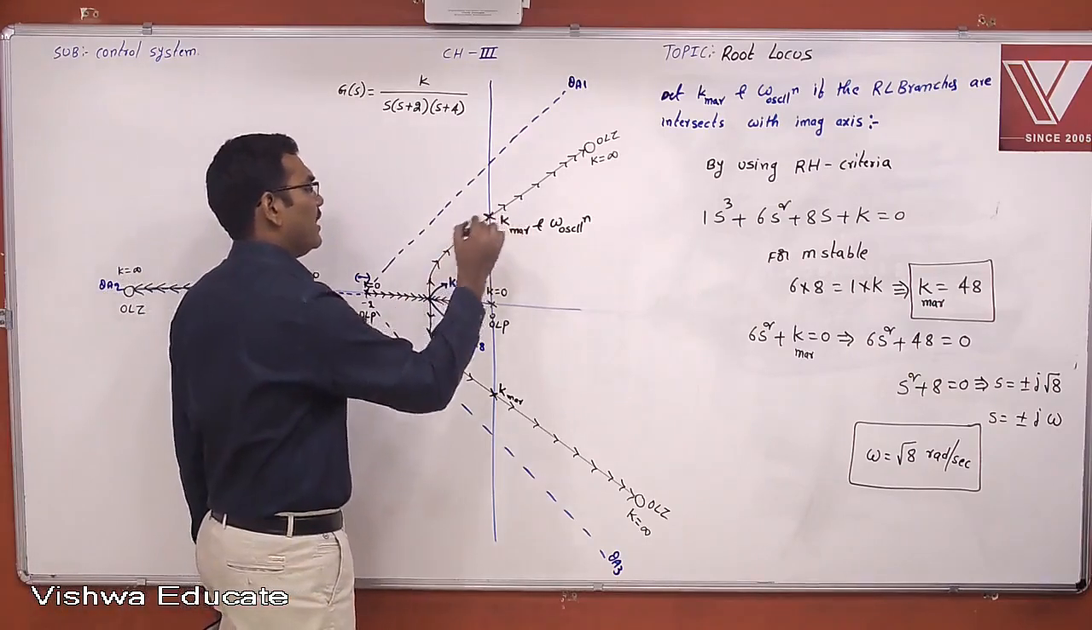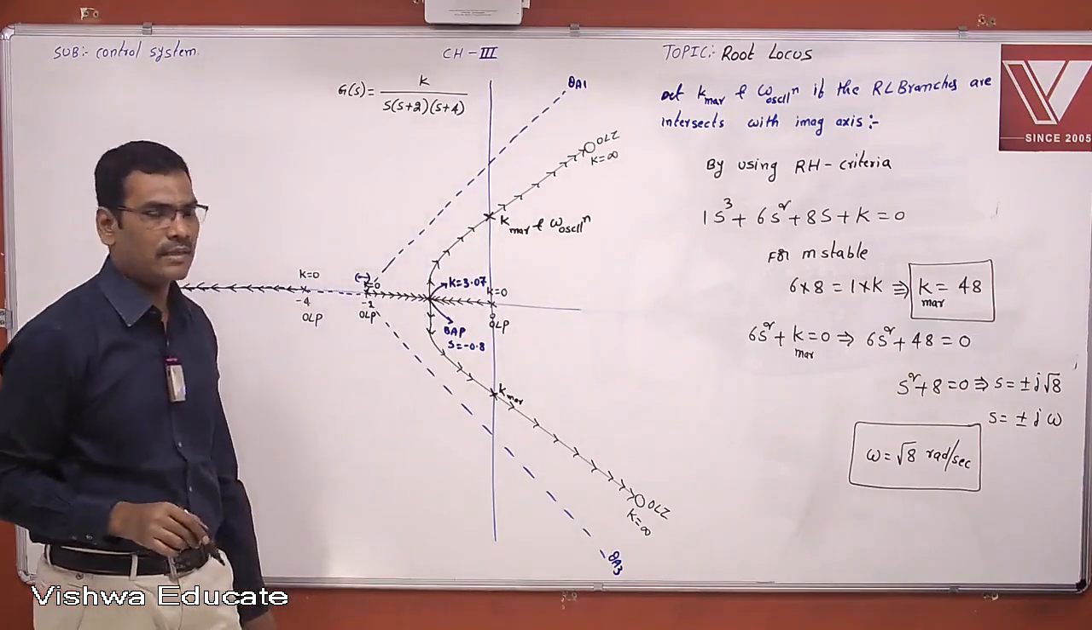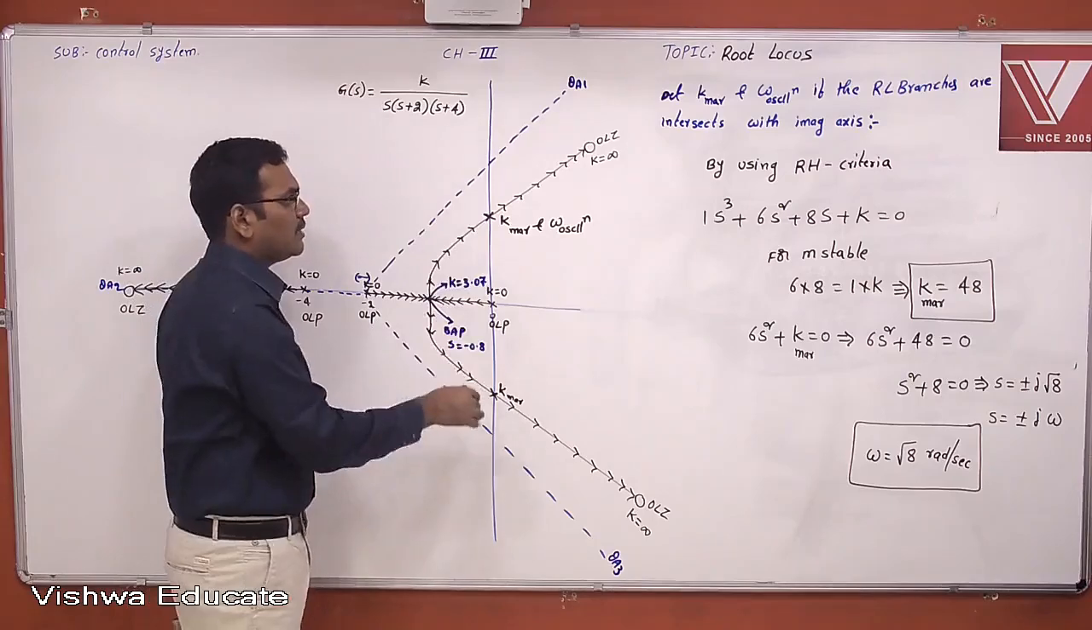Now, when the root locus branches intersect with the imaginary axis, the system is marginally stable. Note down that.